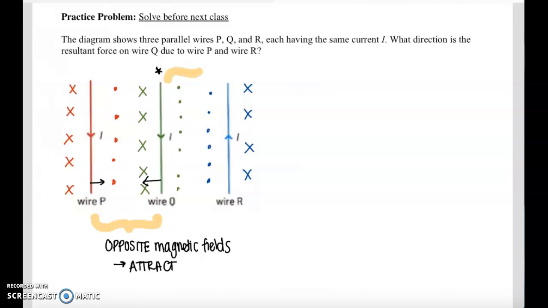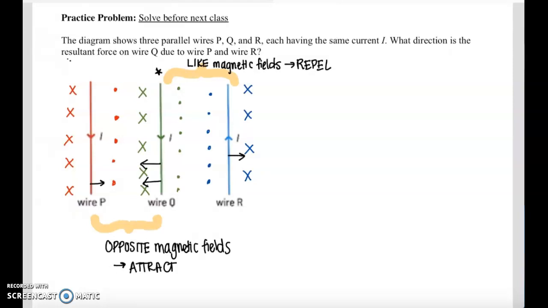Going to focus on this region where the magnetic fields are overlapping, where they're interacting with each other, noticing that these are like magnetic fields. We know that like magnetic fields are going to repel each other. That means that wire R is going to go to the right and wire Q is going to go to the left. Again though, this problem is asking us the resultant force on wire Q.